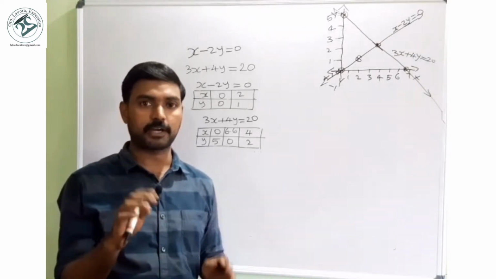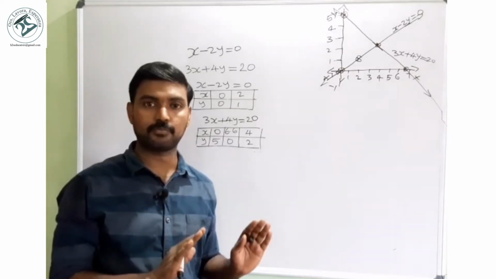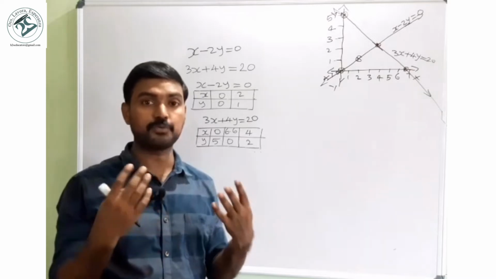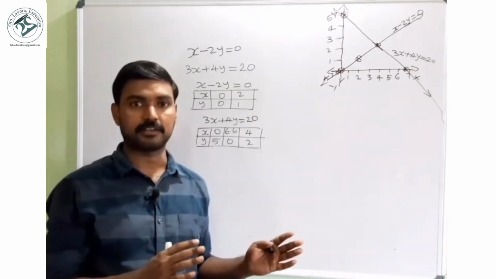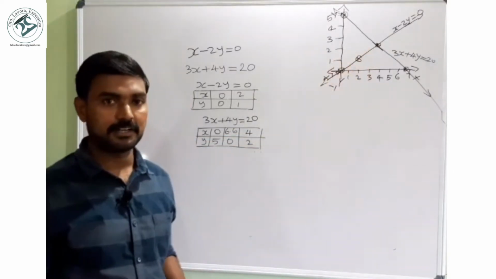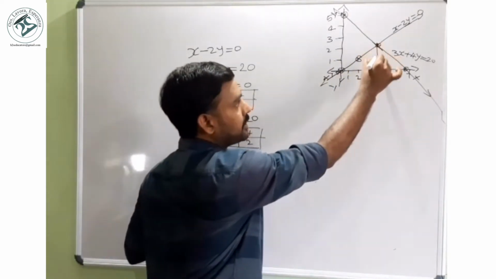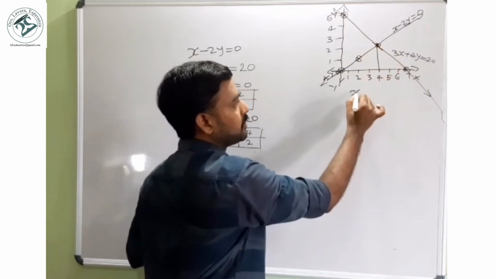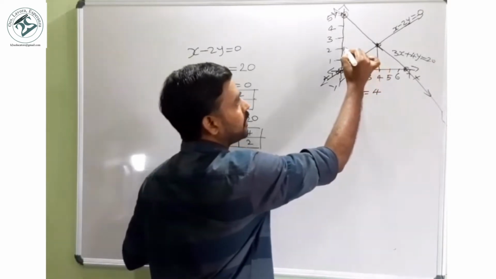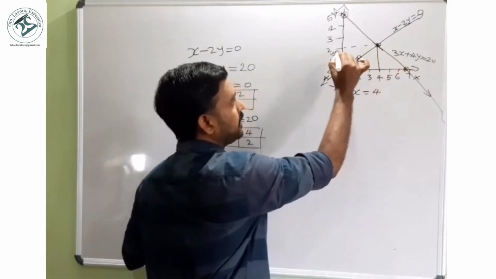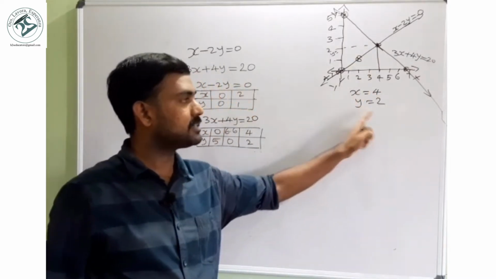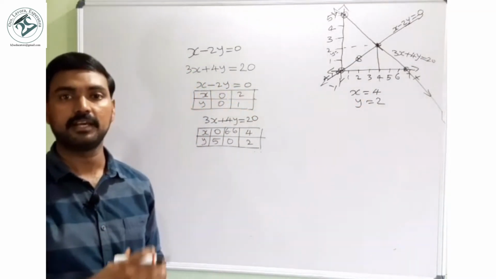Now our first topic, I told you how to find the solution of a pair of linear equations. Suppose two equations are given, how do we find the solution graphically? So we drew the graph. Here we got the intersecting point. Corresponding to this intersecting point, what is the x value? That is 4. So x is equal to 4. And what is the y value? y is equal to 2. So x is equal to 4 and y is equal to 2 are the solutions of the given equations.